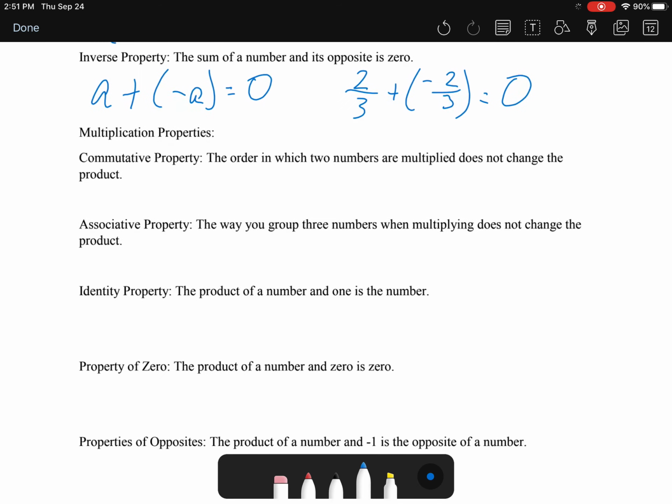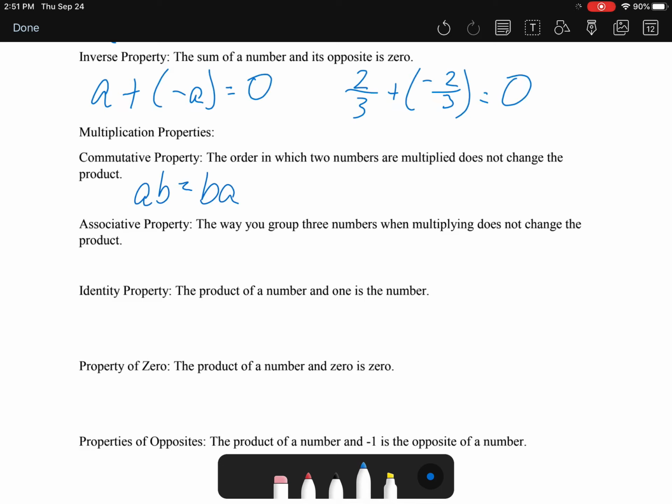All right, and then multiplication properties. Again, we have the commutative property. It's the same thing as addition. The order does not matter to find the product. So if I have A times B, that's the same thing as B times A.